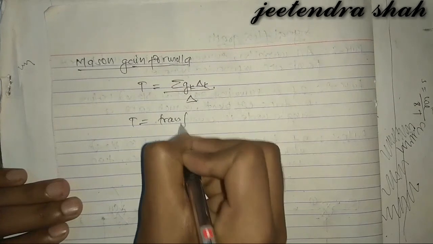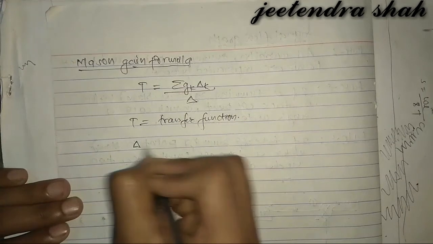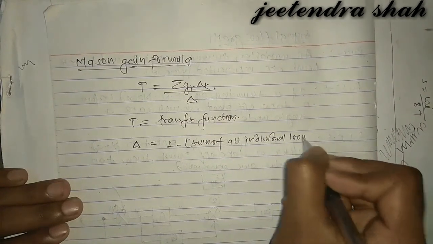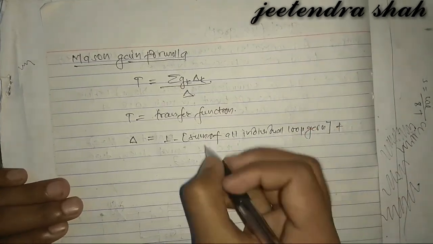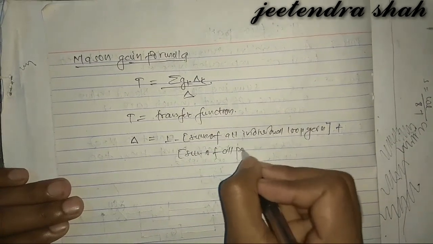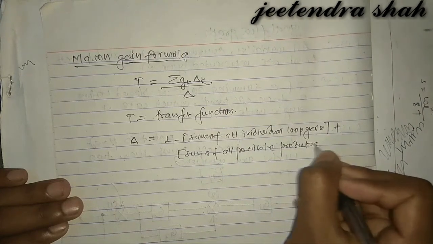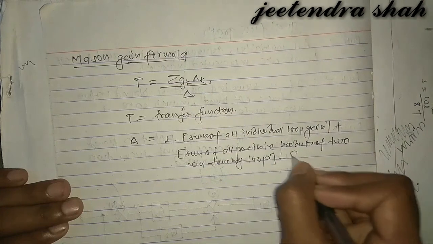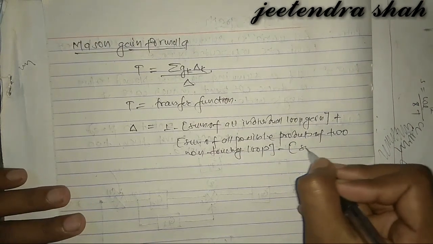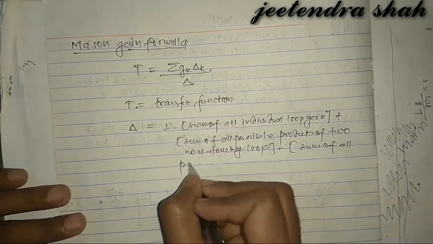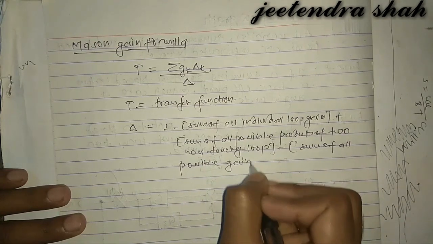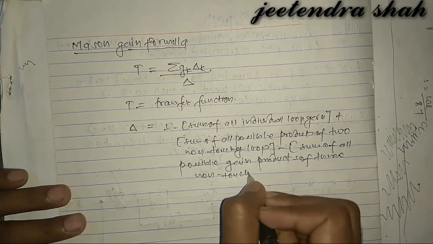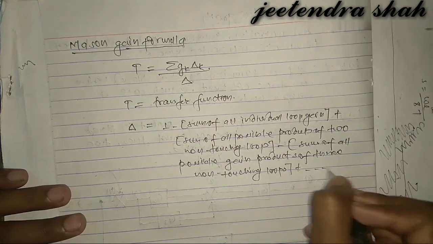Here T is the transfer function, and delta equals 1 minus the sum of all individual loop gains, plus the sum of all possible products of two non-touching loops, minus the sum of all possible gain products of three non-touching loops, plus the sum of all possible gain products of four non-touching loops, and so on.